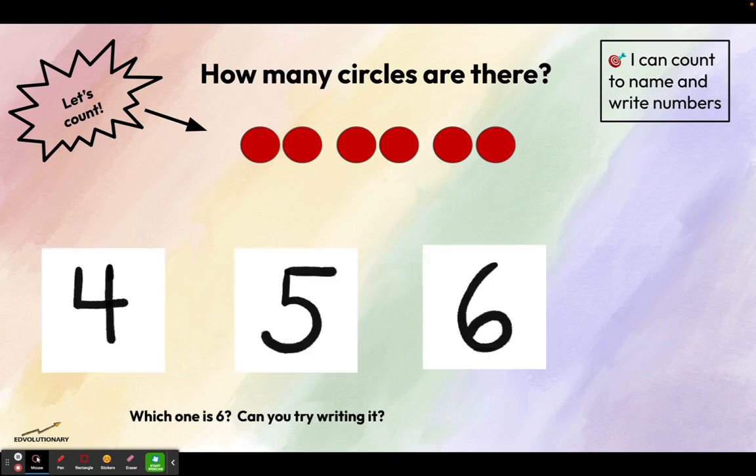Then you'll say, "Which one of these is 6? Can you try writing it?" Give students a couple of seconds. 6 is very new. It was just introduced. Some students may know it. Some students, this may be totally new.